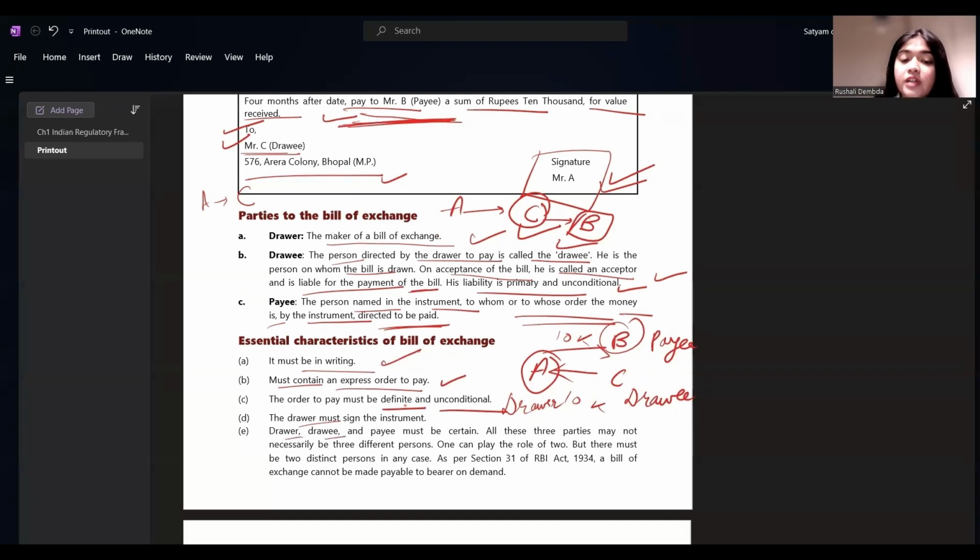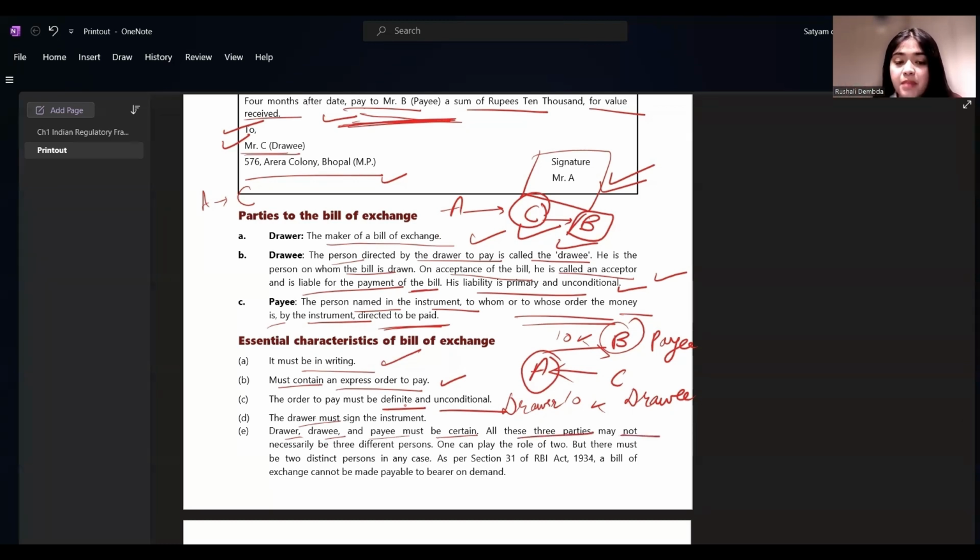The drawee, drawer, and payee must be certain. There should be some person. You can't say pay to someone who is 5.5 feet in height. That is not certain. Where are you going to find that person? It must be specific that you have to pay it to this person. The name of the person should be mentioned.